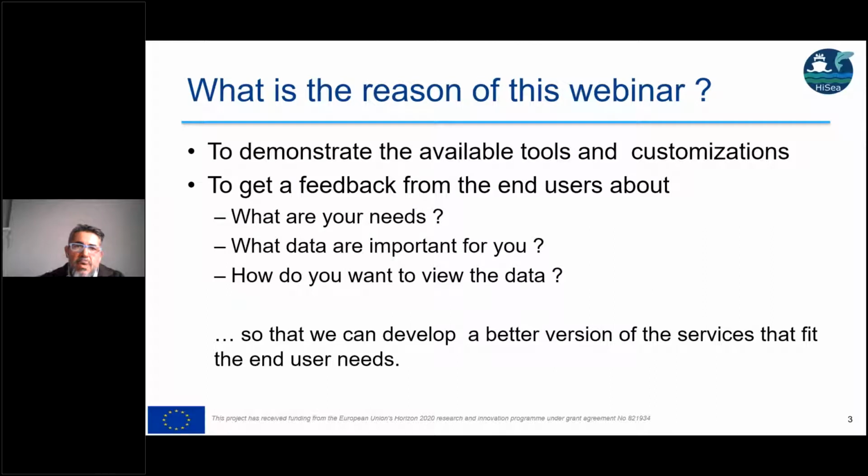And what's the reason for this webinar? We want to demonstrate the available tools and customization that we can do. And the most important thing is we want to get feedback from the end users about what you need, what data are important for you, how you want to view the data, and all this is aimed at developing a better version of the services that fit the needs of the producers. This is the main focus of today's meeting.